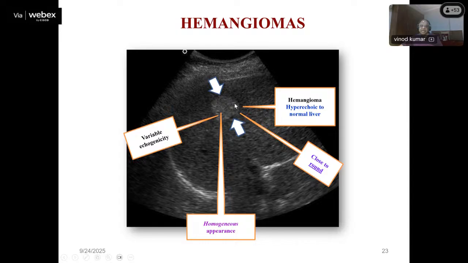So normal liver, it is more bright. Say this is a normal liver. This is black and this is bright. So you can say from this, it is more bright. So it is hyper and it is round. So we get again 4 parameters. Its shape is round. It is hyper. Echogenicity is variable, but texture is homogeneous.